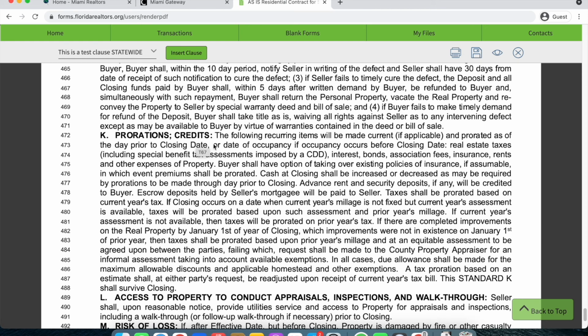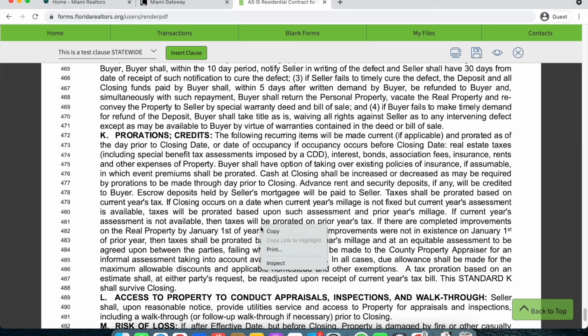Prorations and credits. This also lays out what prorations are, just to give you a little bit of an idea. One of them would be for property taxes. Property taxes are paid in arrears, which means that, for example, for 2021, the new tax bill will not be available till November 1st. So if you're closing on the property today, you don't have a tax bill for 2021 yet. So the title agent is going to take the tax bill for 2020.